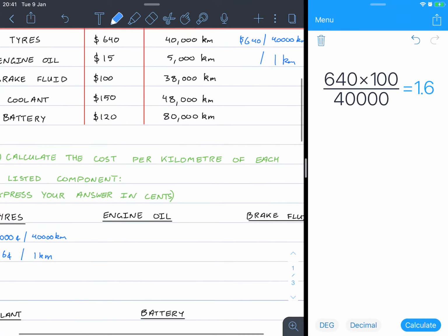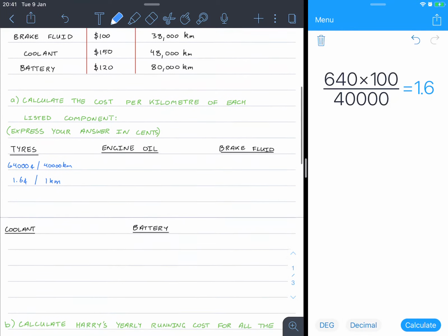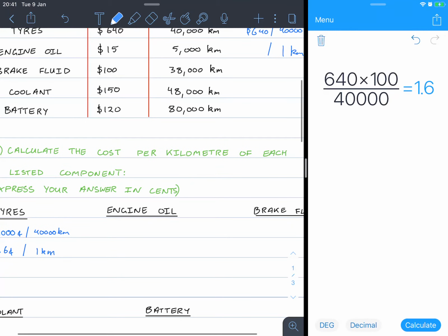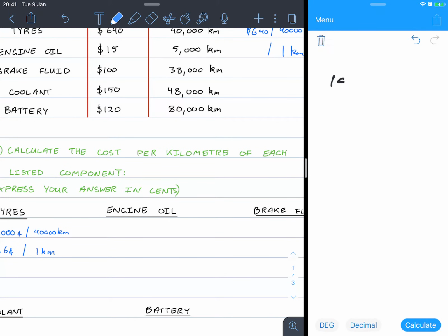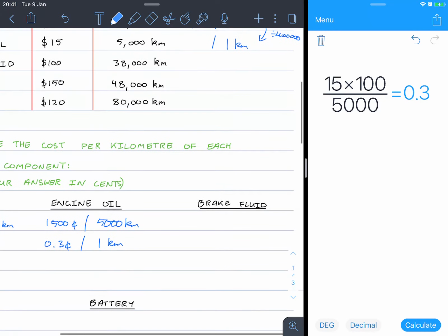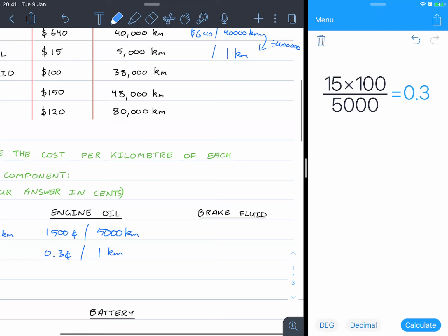And this logic follows with each of the components. So I'm just going to follow through. You can pause the video and give this a go yourself, but I'm going to be answering them non-stop right about now. So $15 in cents is going to be 1,500 cents per 5,000 kilometers. What we're looking for is 1 kilometer. So we're going to divide this by 5,000. 0.3 cents per kilometer.